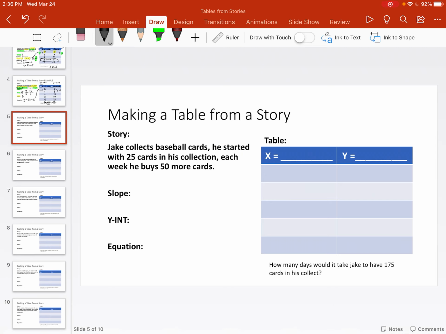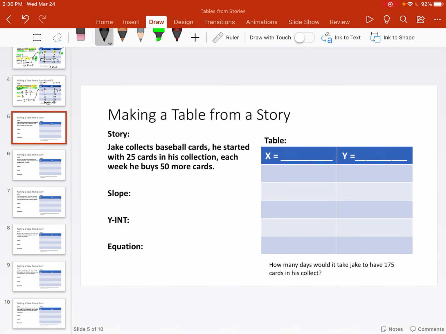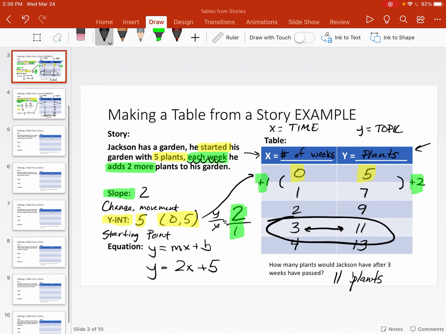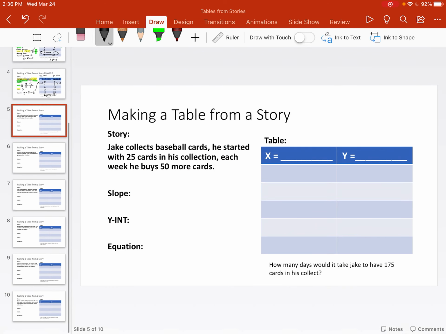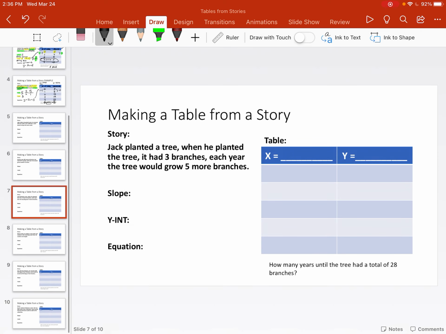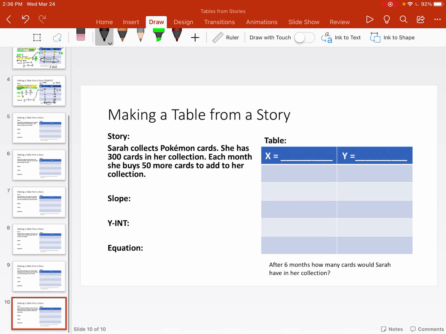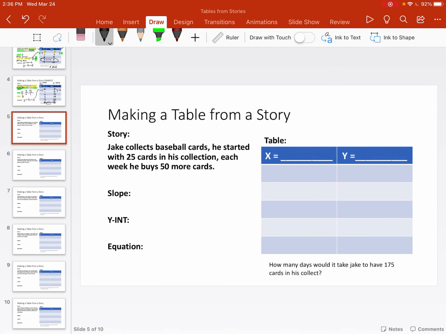If you go ahead and look at your worksheet, you have 6 other word problems to work through. Again, on your worksheet, your first page is the 2 examples. So if you work through those, awesome. What you need to submit to me is just these 6 problems on the second page. And all I need is your slope, y-intercept, equation, your filled in table, and then don't forget that little extended question underneath your table.